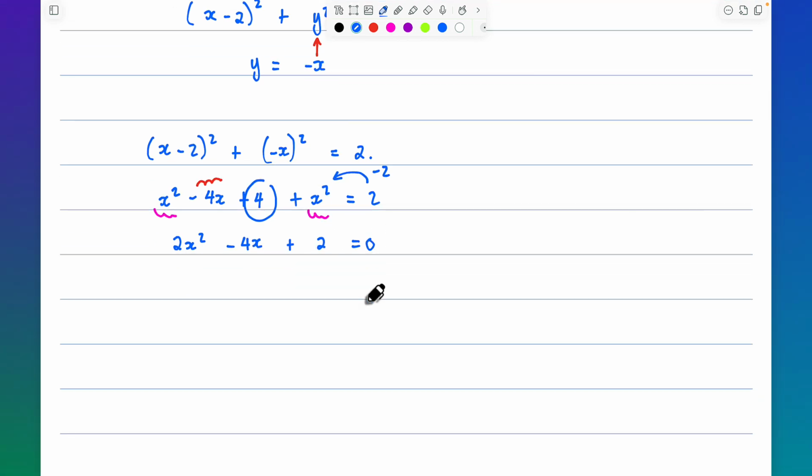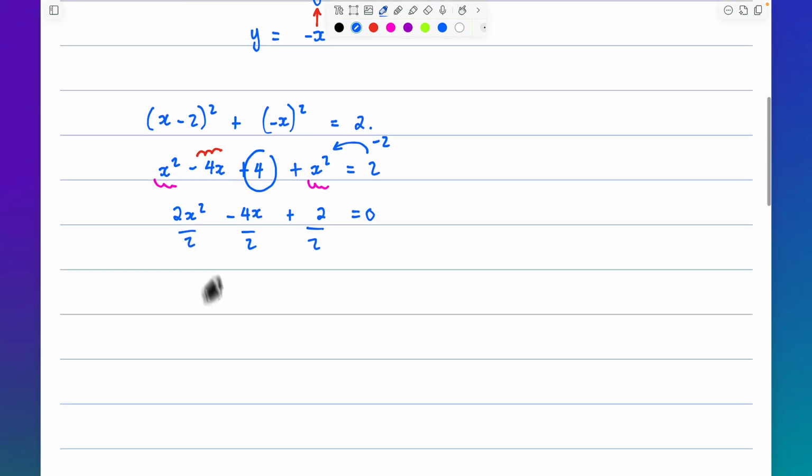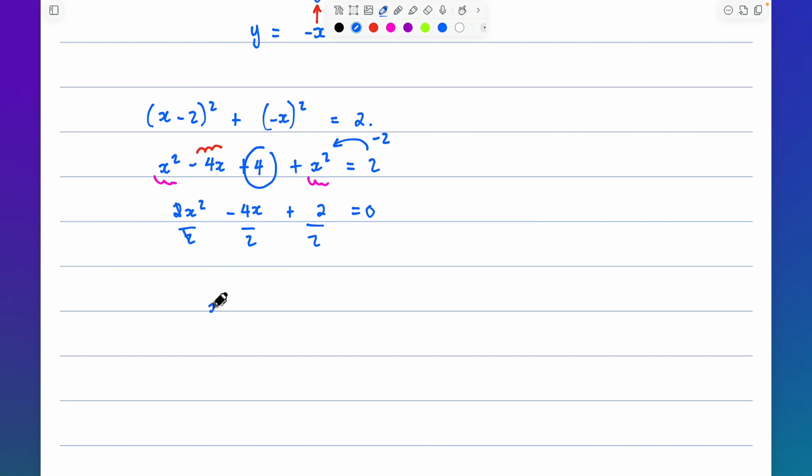So now we have a quadratic. We can actually simplify this a little bit further. We can divide each term by 2. So the first term, your 2's cancel, that becomes x squared. For your second term, your 2 goes into 4 twice, so that becomes negative 2x. And then over here, your 2's cancel and it becomes positive 1. So that's equal to 0.